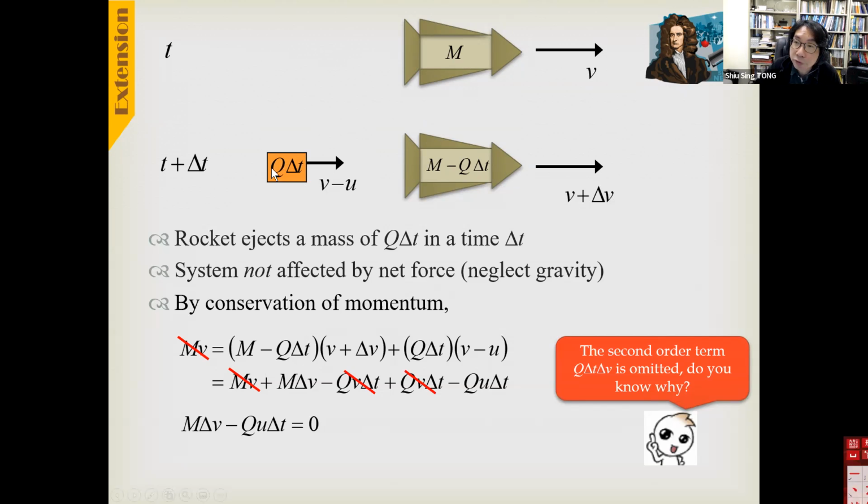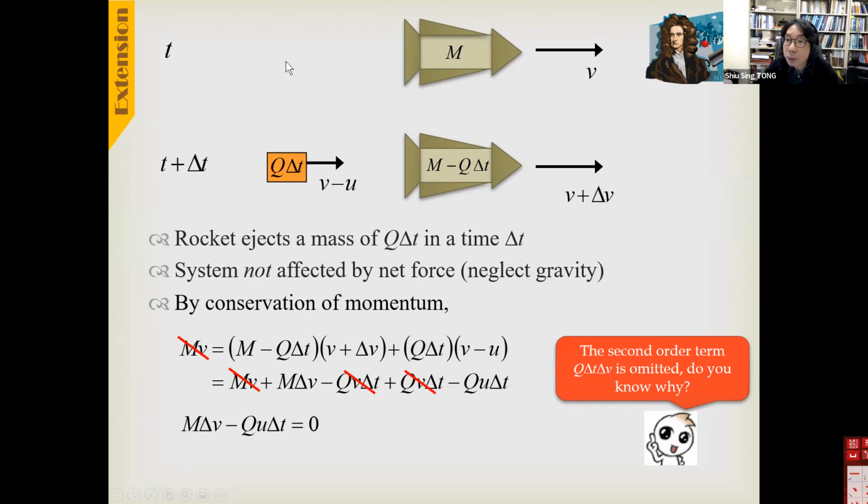Now it's important to notice that the fuel here is ejected at a speed of v minus u relative to the ground, because we now will apply the conservation of momentum. So it's important to calculate the velocity correctly, and that's relative to the ground. Now we further assume that the system is not affected by any external force, including gravity. This is not generally true, but I will not include gravity for simplicity.